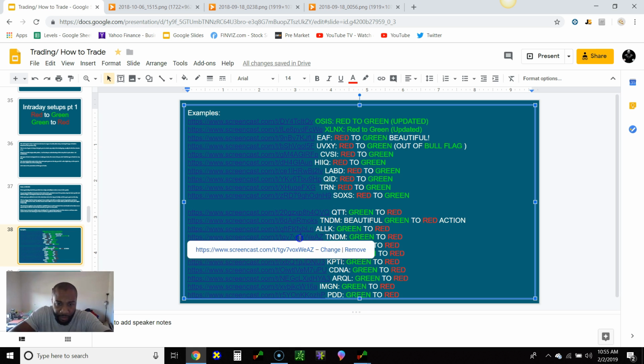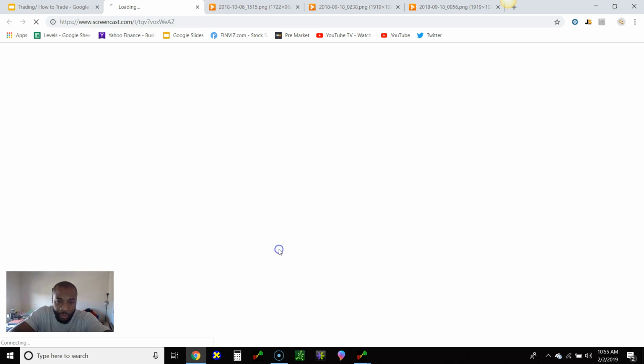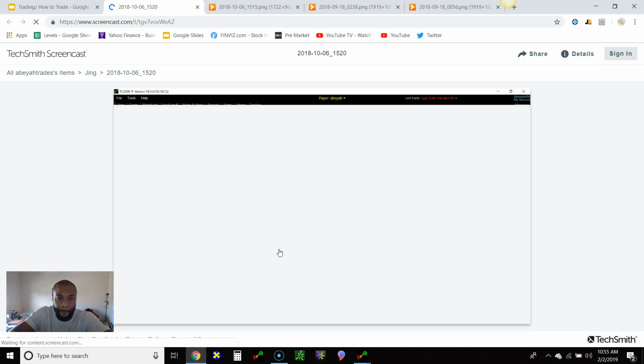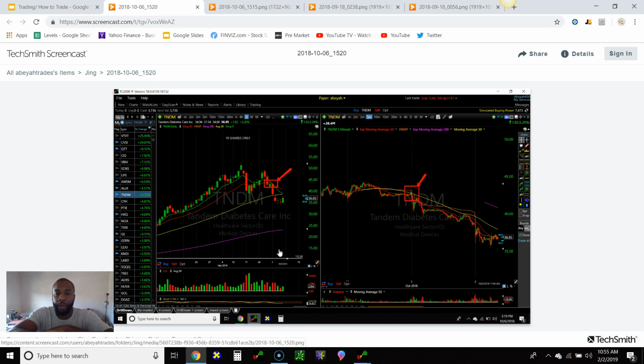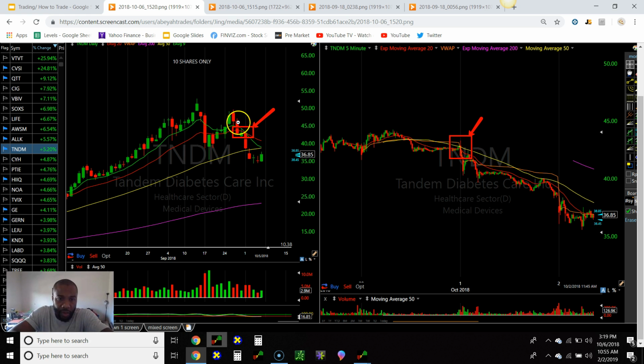Let's look at TNDM. Dang, we looked at TNDM once. TNDM must have given us another one. So this is TNDM, right? Crack this area right here. See that big down day right here? It tried to bounce back a little bit. So we want to look for green to red. We want to look for a continuation to the downside if we're shorting.